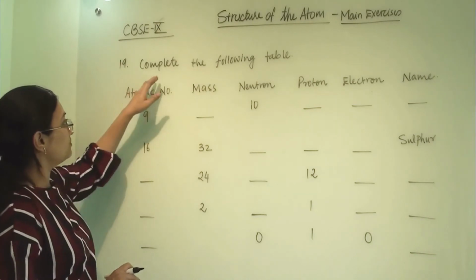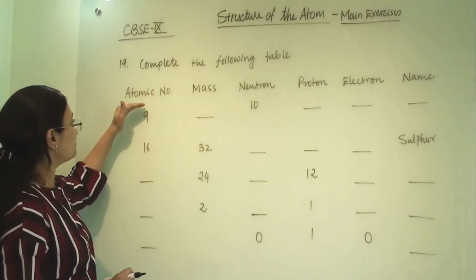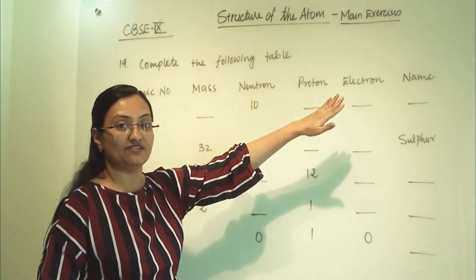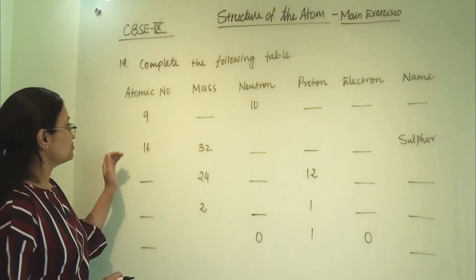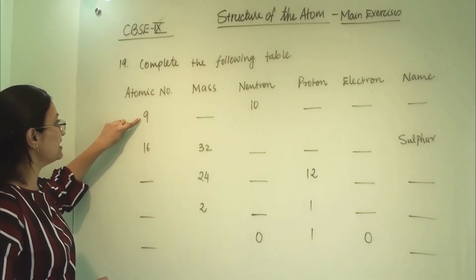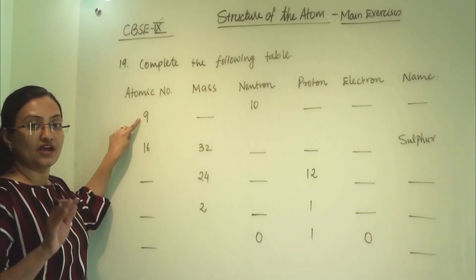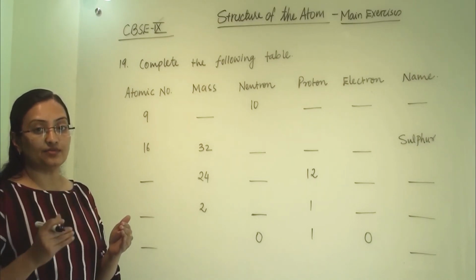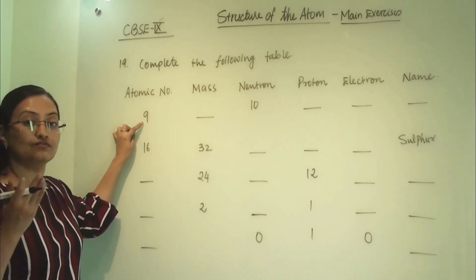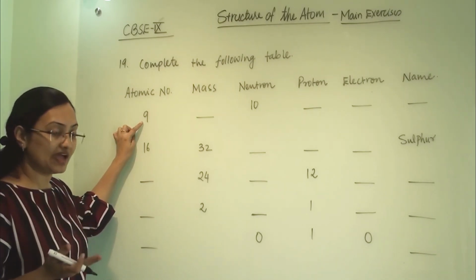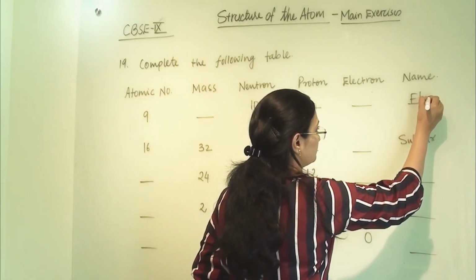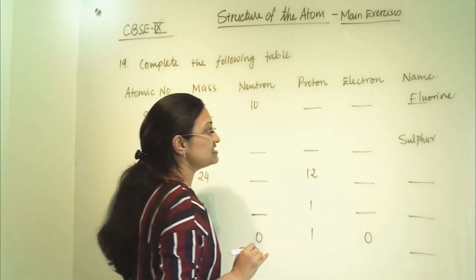19th question is to complete the following table. In this they have given atomic number, mass number, neutron count, proton count, electron count, and we have to write the name of the element. Some of the details are missing and we have to fill them in. First we take atomic number 9. As you have remembered all the atomic numbers and elements till 20, from the atomic number we can guess which element this is. Atomic number 9 is for fluorine. So this element is fluorine.